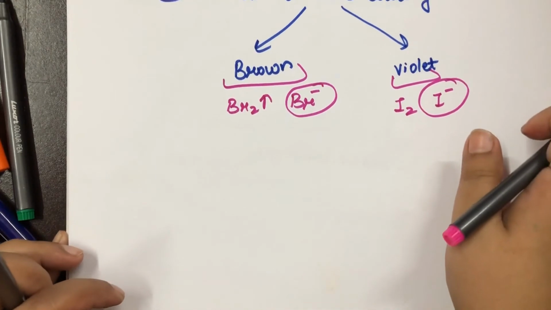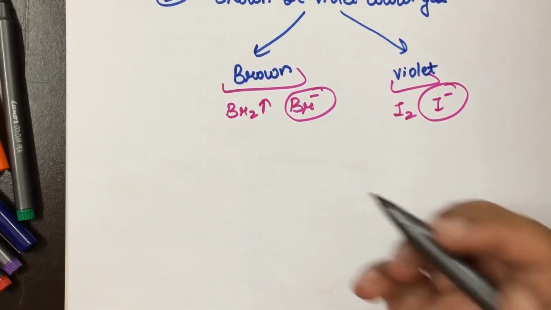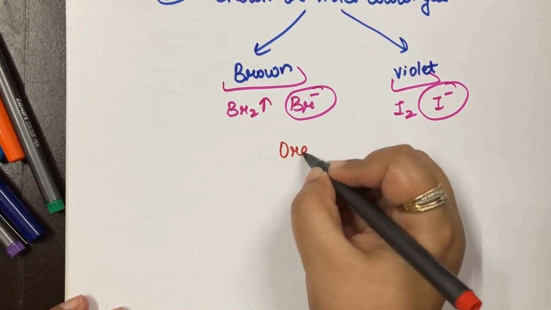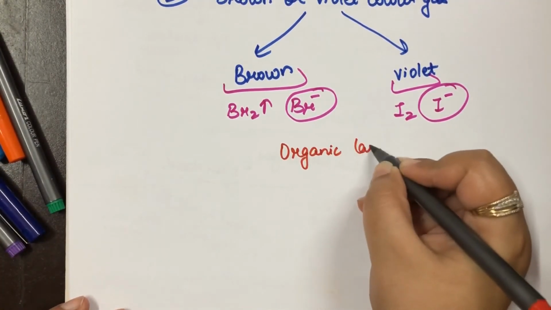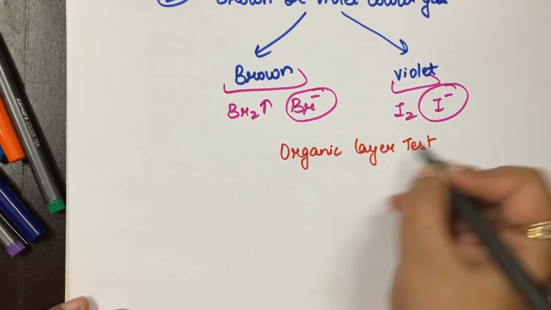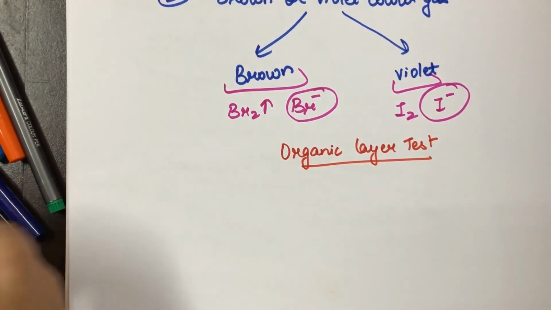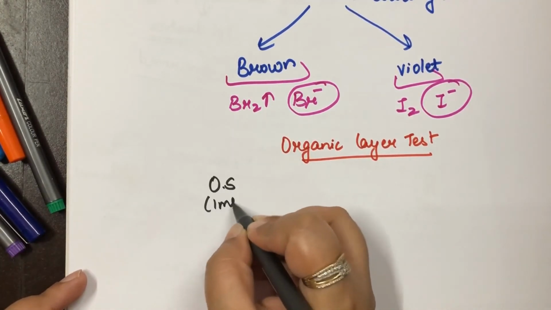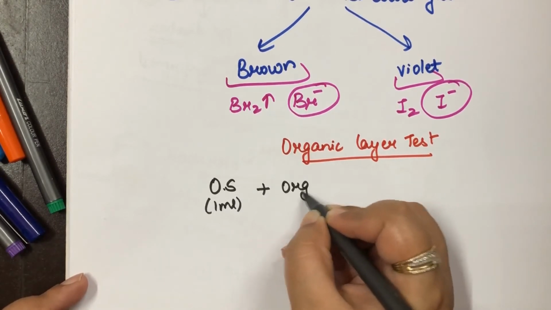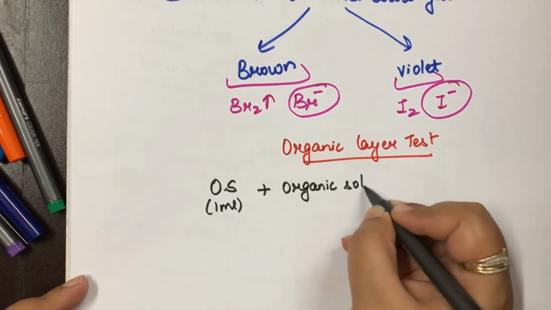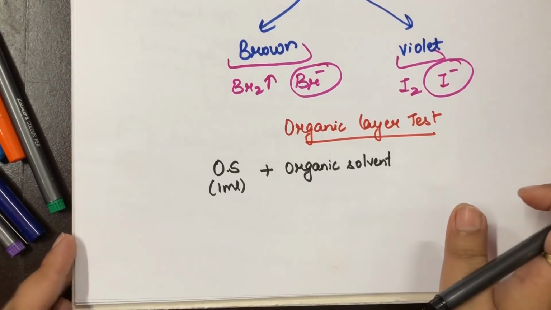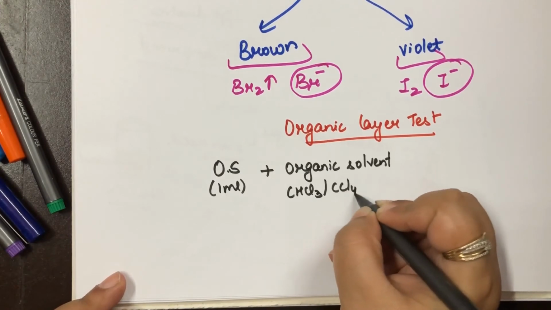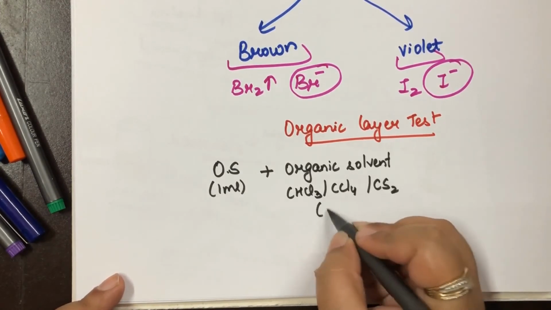So now how will you differentiate which gas is which one? To differentiate it, we use an organic layer test. Now what is the organic layer test? What I will do here is take original solution, salt plus water, 1 ml, plus I will add any organic solvent which is there in your lab. Please ask your lab assistant or your teacher to help you with this. You can use chloroform, carbon tetrachloride, or carbon disulfide, any one of them in 1 ml quantity.